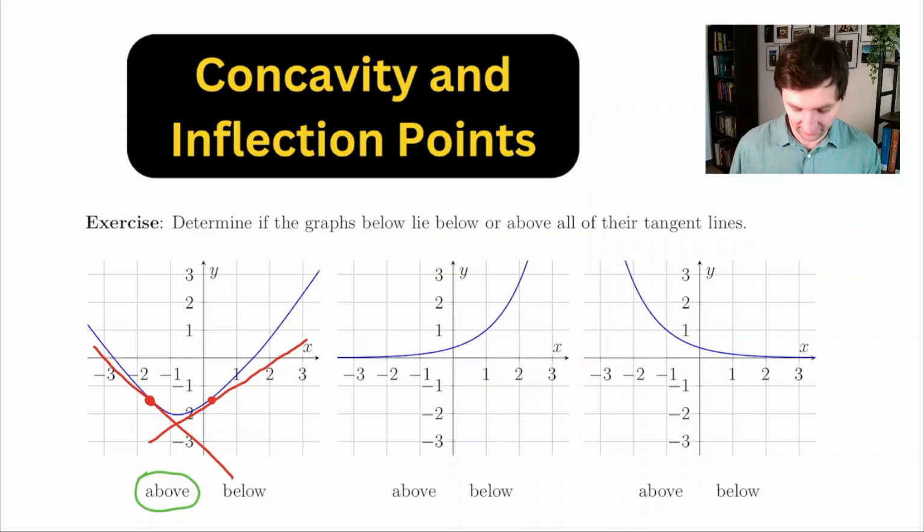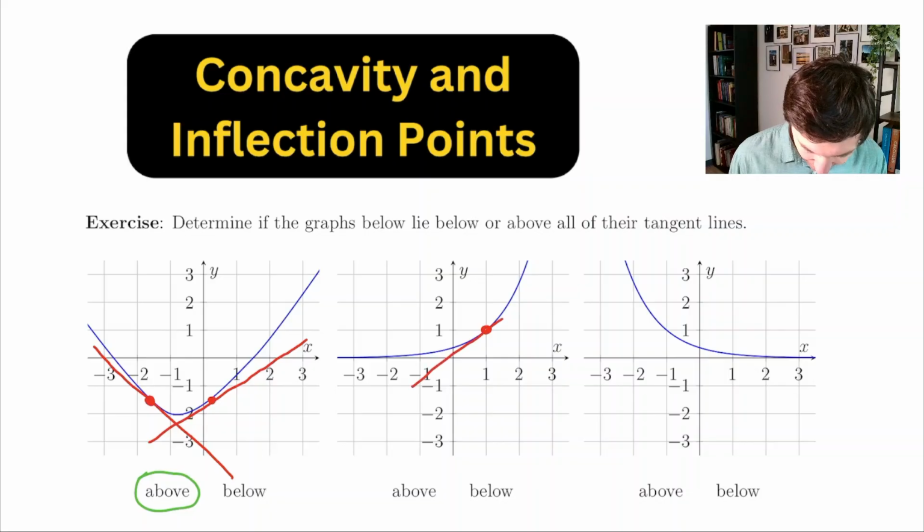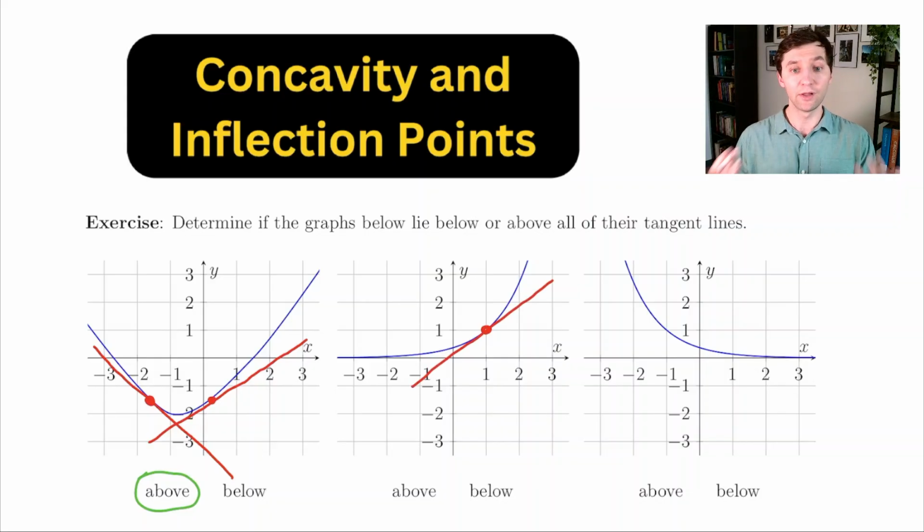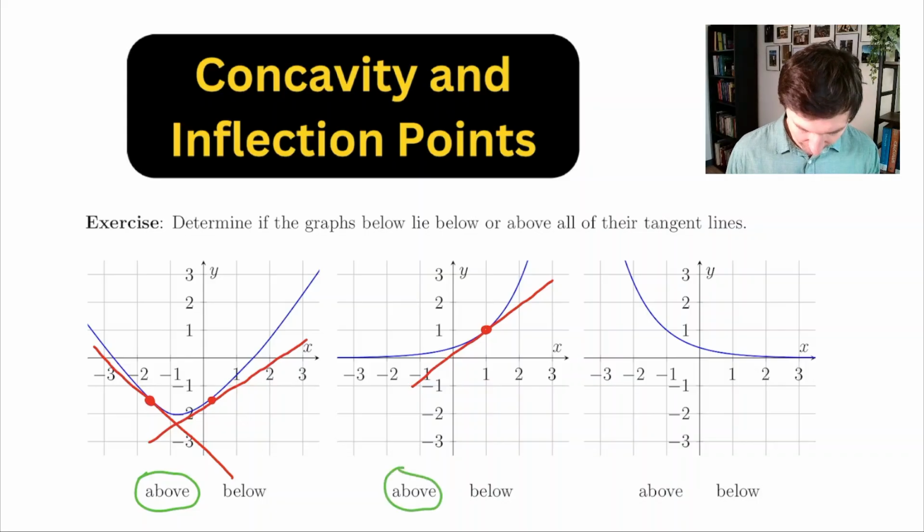Same thing in the second example. No matter where I choose to draw a tangent line, that tangent line will be below the graph of the function. The graph of the function will be above the tangent line. Same in the third example. If I draw a tangent line, the graph of the function will be above the tangent line.